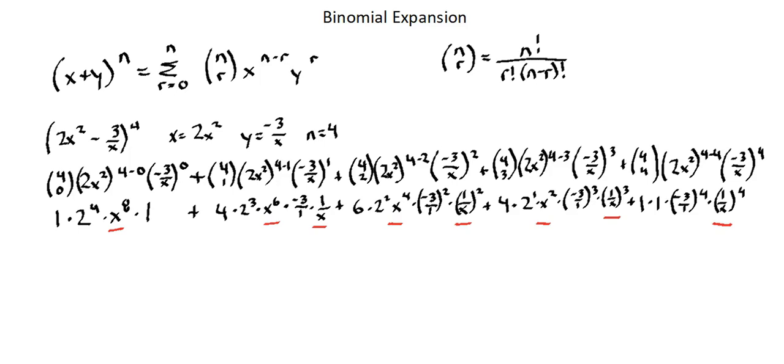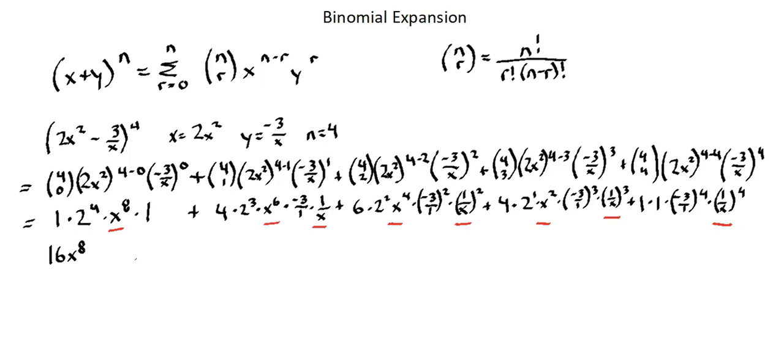And now I can complete my simplification. I'll calculate the constant value. That will be multiplied by a variable, and we'll do that for all 5 of our terms to arrive at our fully expanded binomial expression. So starting with our first term, 1 times 2 to the power of 4 times 1. Those simplify to 16. And we only have one variable term, x to the power of 8.